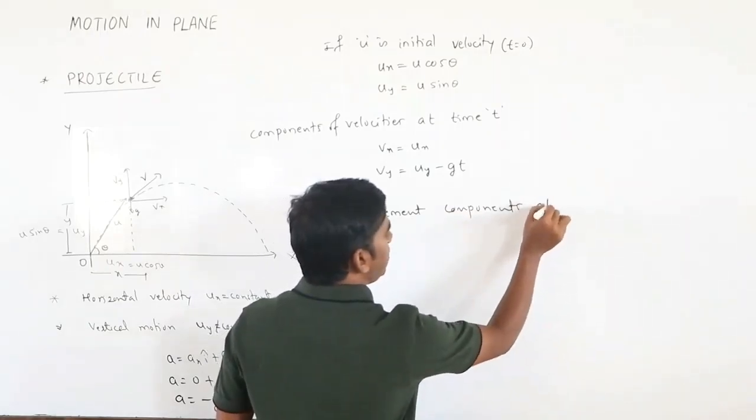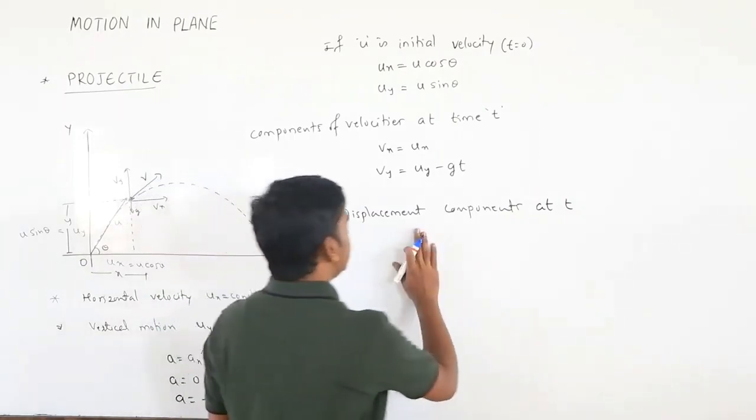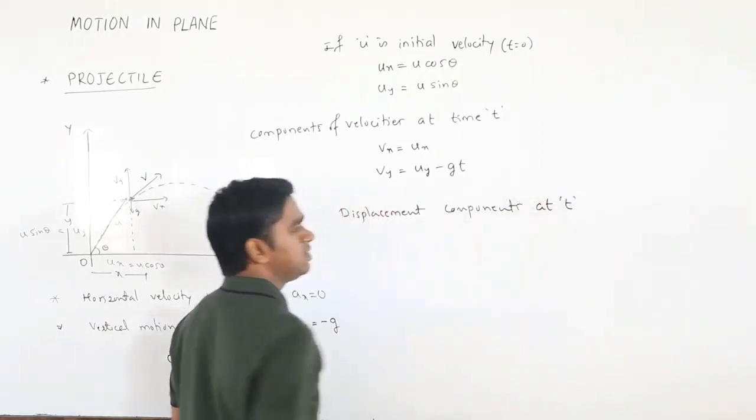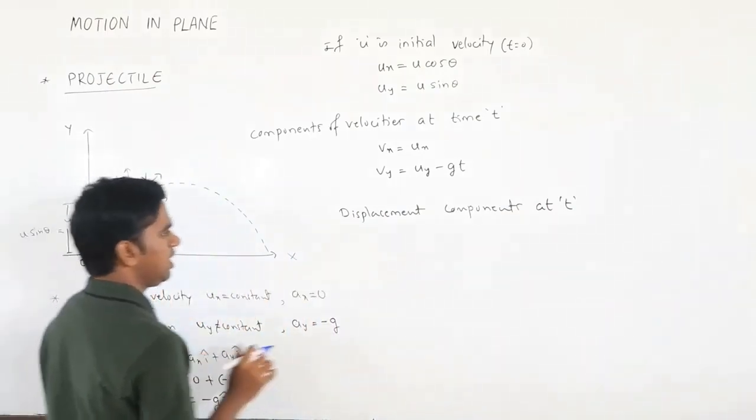So at time t, not at 0. At 0, displacement is 0 only because the body is not moving. So the displacement components at time t, how can we write? First I will take x displacement along x.